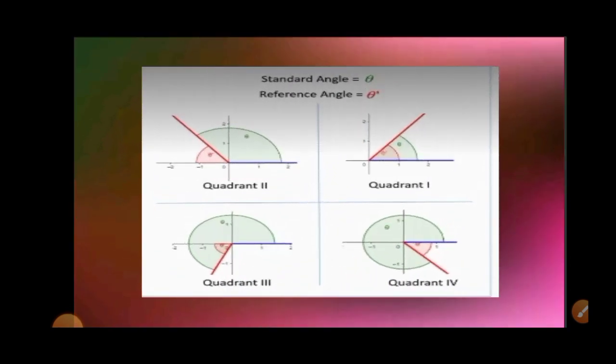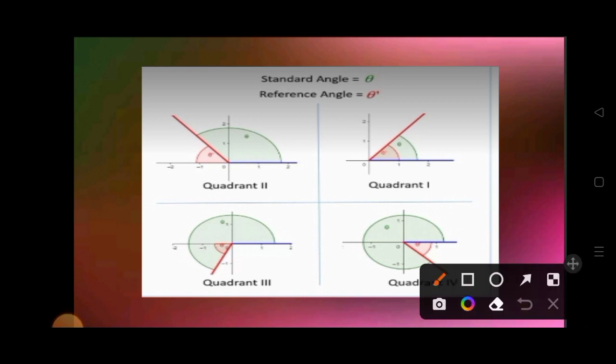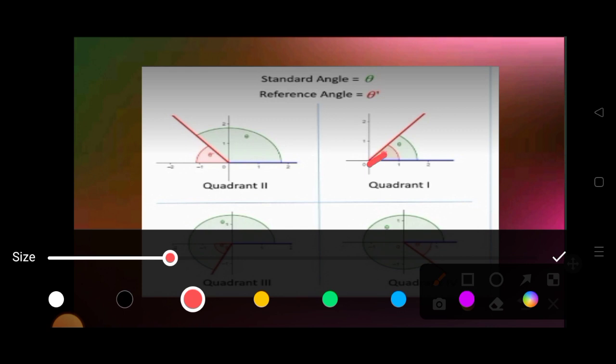So, here is the illustration. In quadrant 1, this red line is our terminal side and the blue is our x-axis. The green is our standard angle and the red is our reference angle. So in quadrant 1, the reference angle is equal to the standard angle.